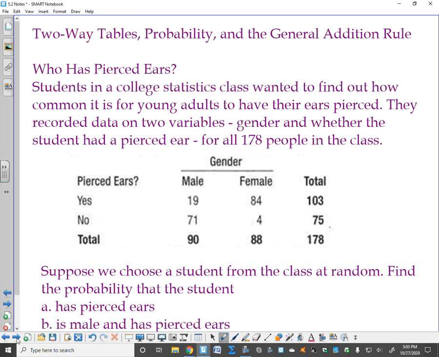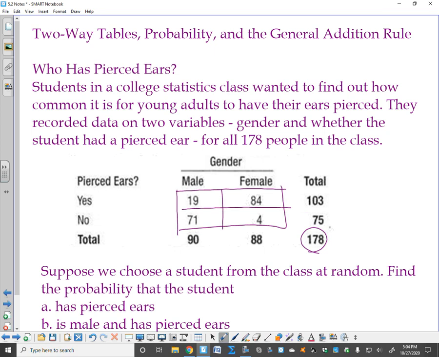Okay, two-way tables. Probability and the general addition rule. Who has pierced ears? Students in a college stats class wanted to find out how common it is for young adults to have their ears pierced. They recorded data on two variables, gender and whether the student had a pierced ear, for all 178 people in the class. So I have a total of 178 people in the class, male and female. There we go. There's my data.